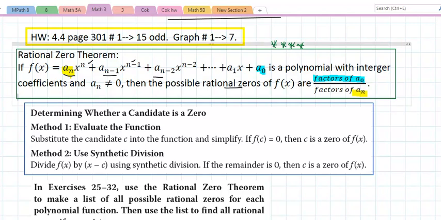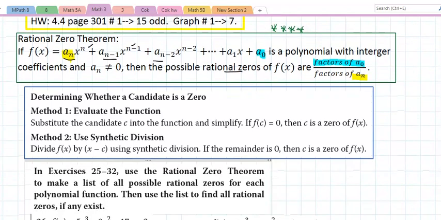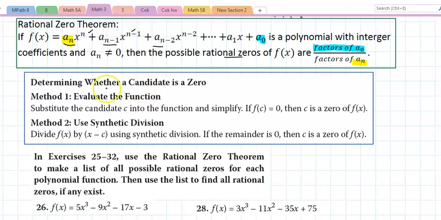So in this book, they kind of gear you on what to do, and I'm going to go over that with you too. They say this is how you work: determine whether a candidate is a 0, list them out, find the remainder, substitute c_n, since this is the remainder. If the remainder is 0, that means x minus that value is a factor. And let me demonstrate.